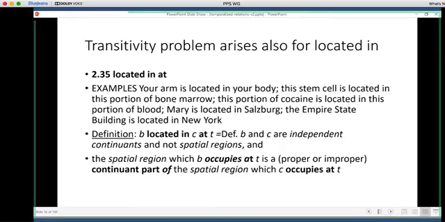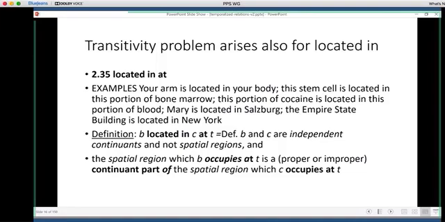It arises for location too. If A is located in B and B is located in C, then we want to be able to say that A is located in C. And when we have ships moving around the ocean, for instance, it may be that you're losing transitivity unless you're very careful for location also.